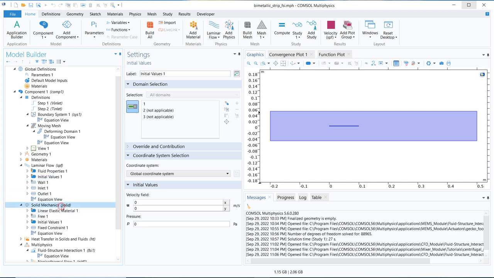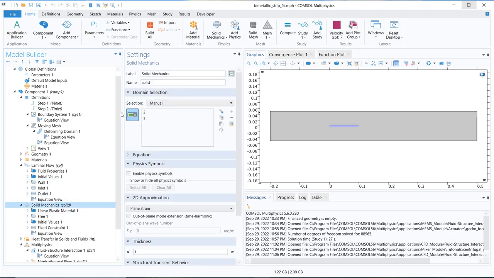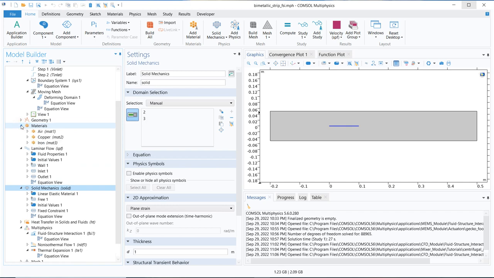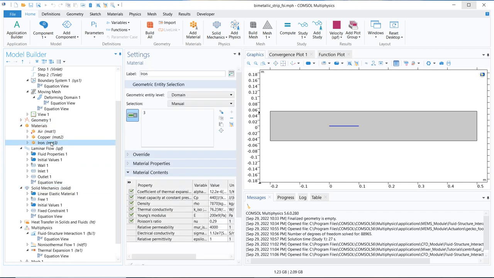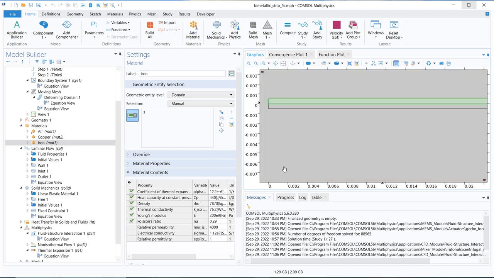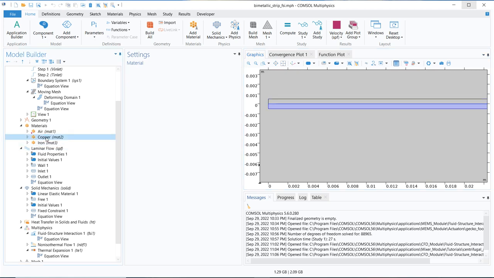And now we come to solid mechanics. So in solid mechanics we intend to solve the deformation or the deflection or bending of the solid object. So this particular object will be defined in the material section. If you see, the strip is of iron. If I zoom here, you can visualize better. So this is basically a bimetallic strip. So the upper part is your iron and the lower part is copper.